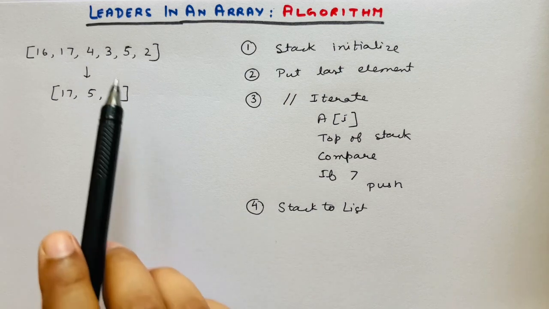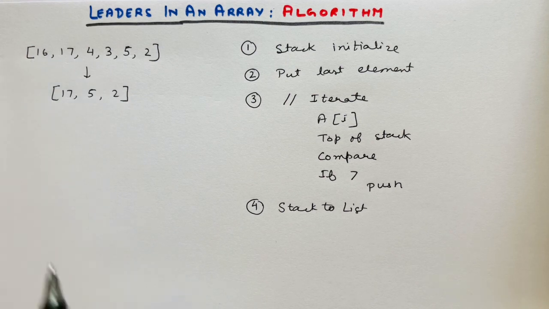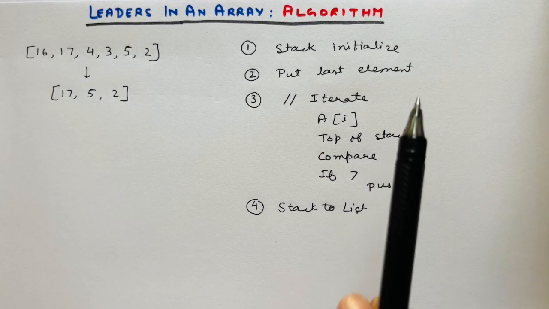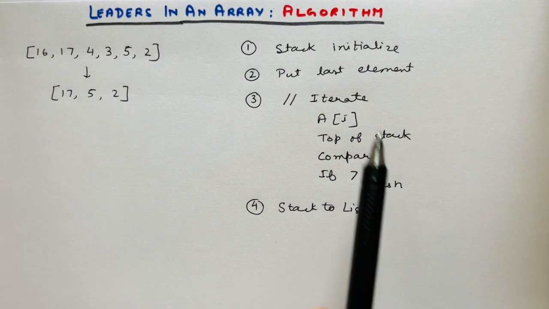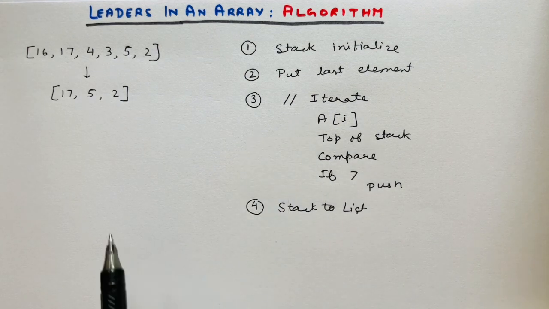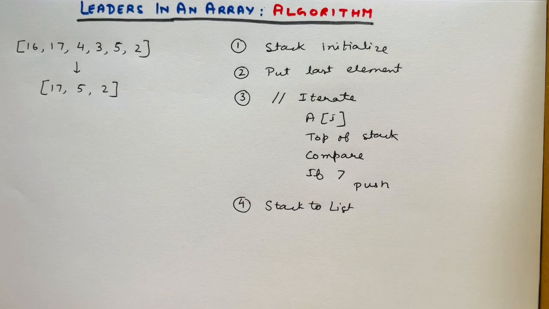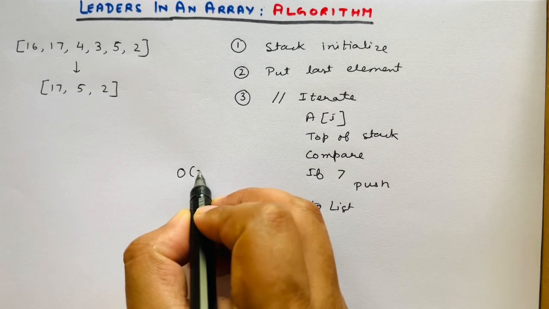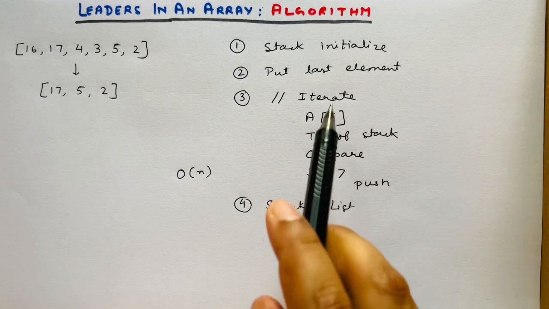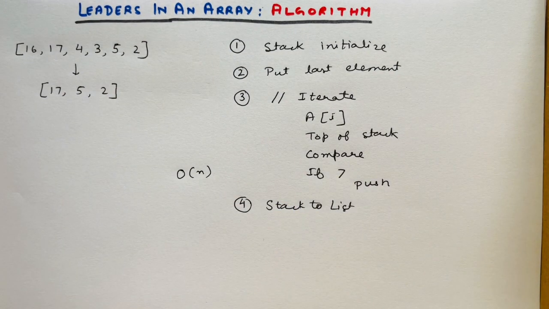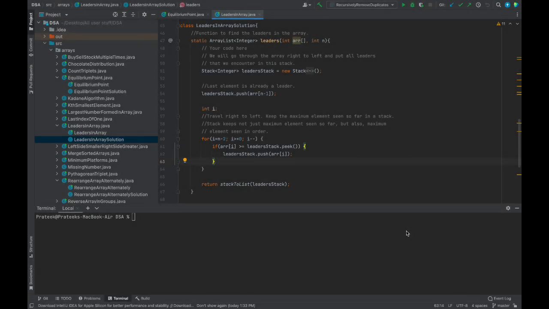And we'll run this loop from second last element till the first element. So this will be like a for loop. And once we are done with it, the stack will have all the leaders. So we'll convert stack to list and output that result. And as we can easily see, the time complexity for this will be big O of n, as we are iterating only once. Now let's see how does the code look like for this algorithm.